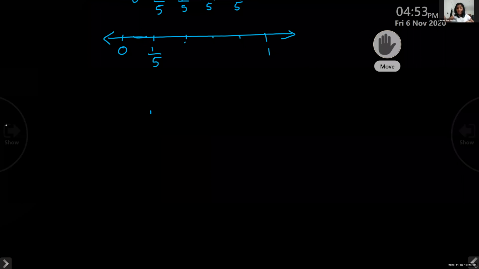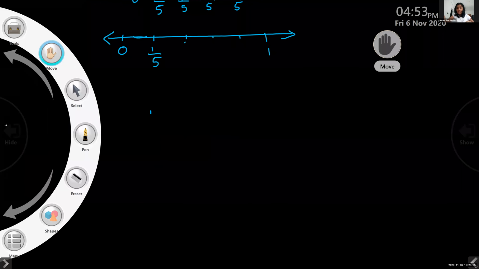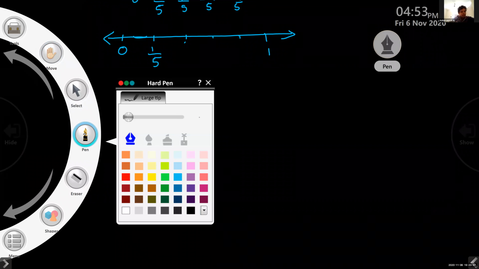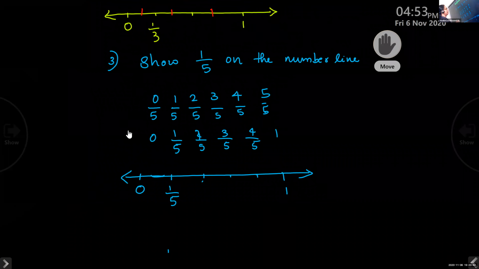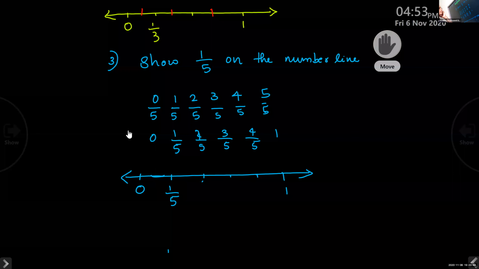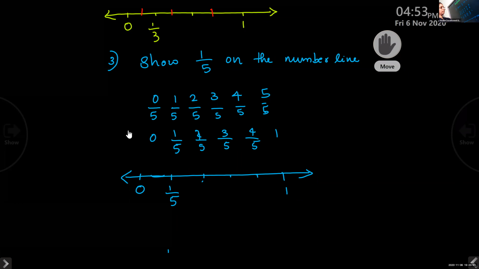Can you show third question? Yes, this one. Yes, ma'am. Actually, it is a tricky method. We normally, teachers will not do like this. They will make some parts and count the parts and give.